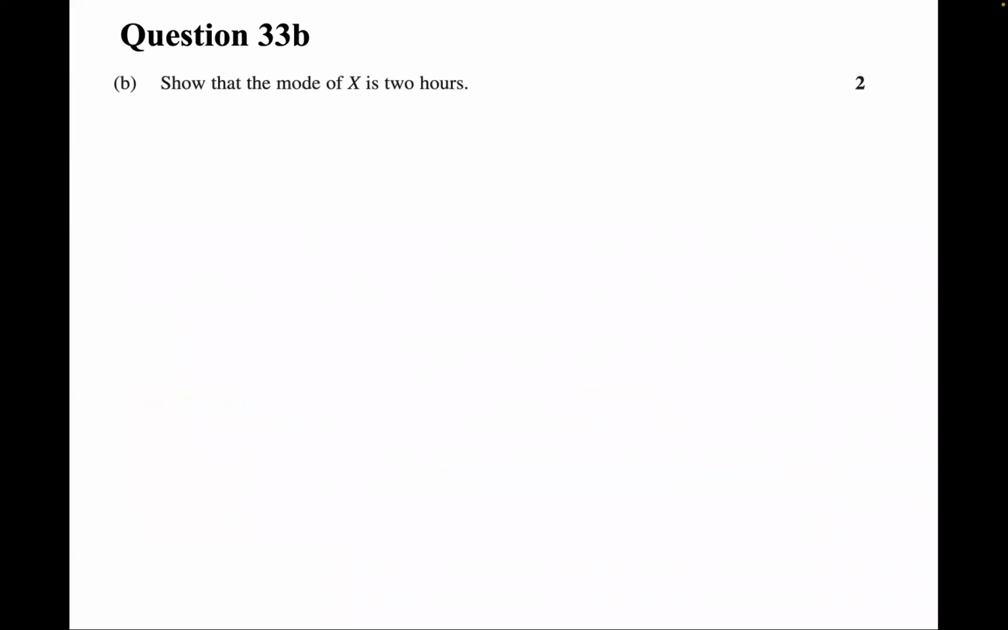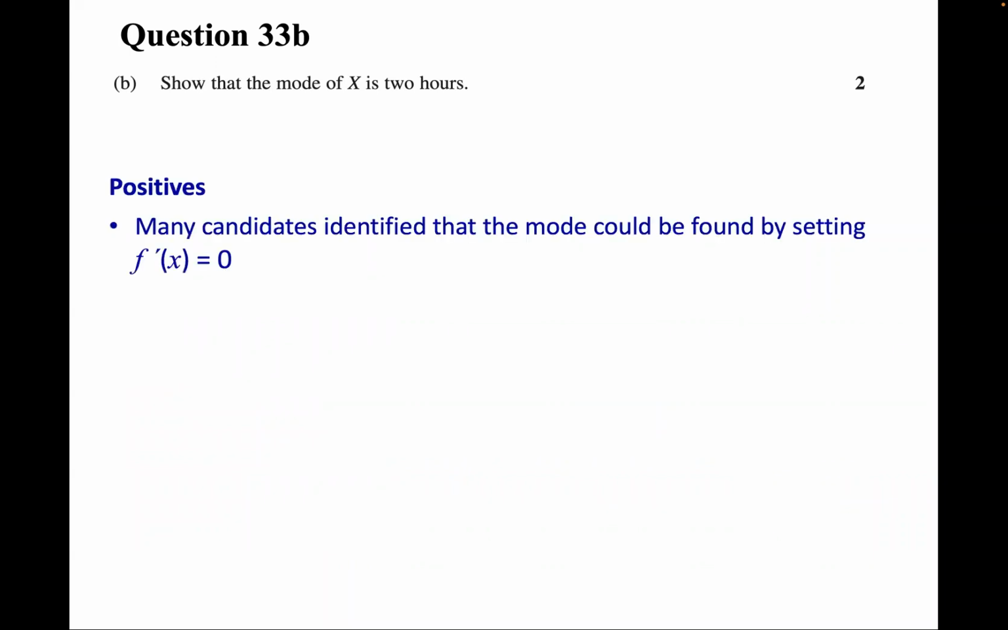You can't leave out multiple steps of working out in a show that question. We also go on to Part B, where it says show that the mode of X is 2 hours. Again, another show that question. Now, one of the positives for this question was many candidates recognised that by setting the derivative of f of x equal to 0, they'd be able to find a maximum.